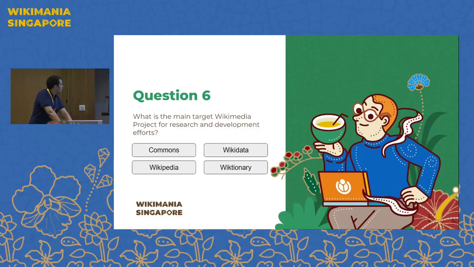Yeah, so what's the main target Wikimedia project for research and development efforts? Commons, Wikidata, Wikipedia, or Wiktionary? Well, the answer is Wikipedia. Our work as a research unit, actually, among the 29 papers on Wikimedia research, we have around 13 or 14 related to the Wikipedia category graph alone.